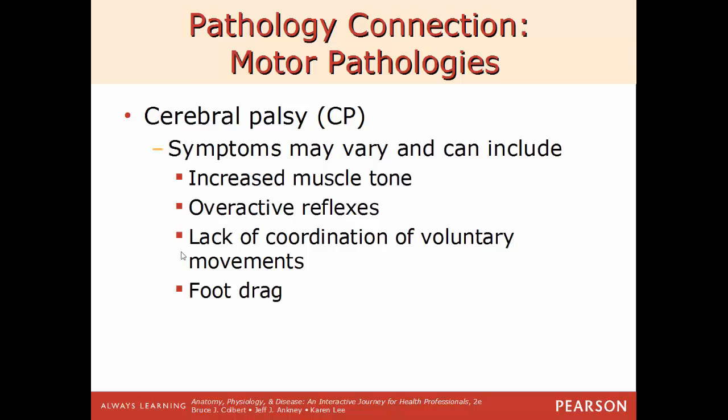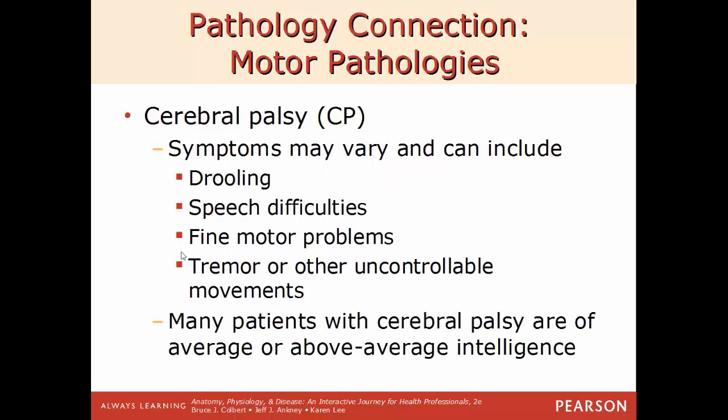Symptoms of CP can vary. It can include increased muscle tone, overactive reflexes, a lack of coordination of voluntary movements, and foot dragging. Other symptoms can include drooling or speech difficulties, fine motor problems, tremors, and other uncontrollable movements. And many patients with CP are average or above average intelligence. So cognitively, they're fine. It's just the motor functions that are impaired.